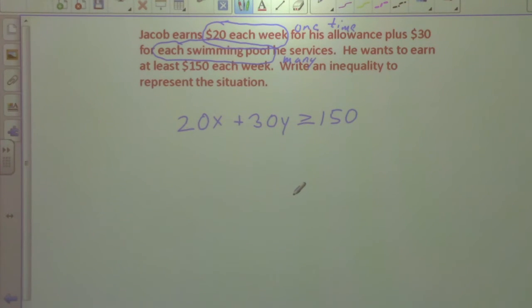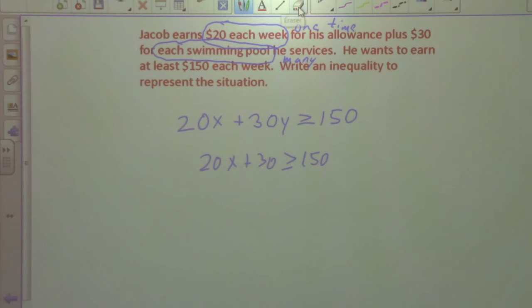It wouldn't be 30y, would it? Because it's not like constant, right? So you're saying J would be like 20x plus 30? I don't know if that's what you're saying, Jay. Wait, or would it be the opposite, because he says he wants to get $150 each week.